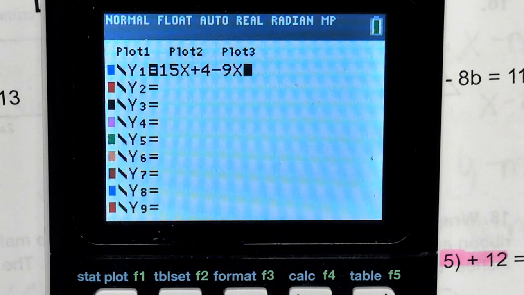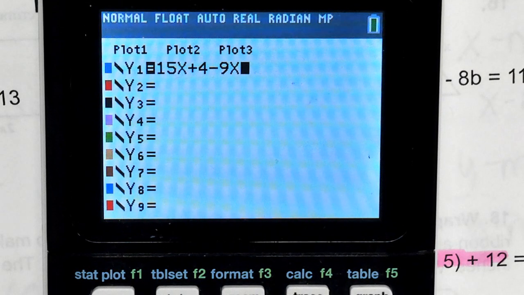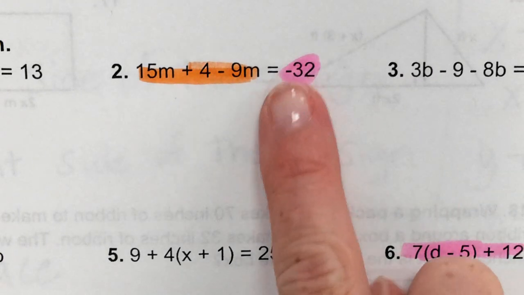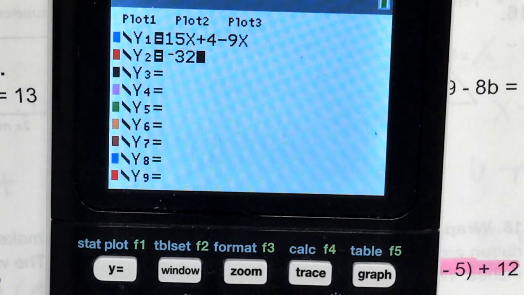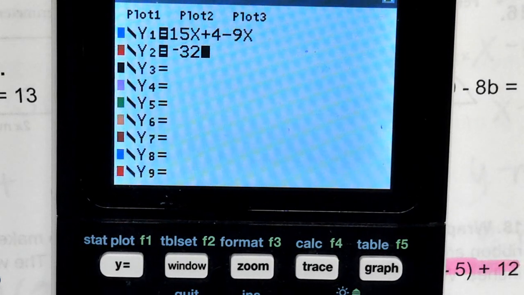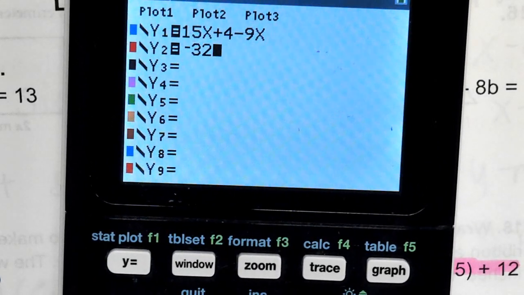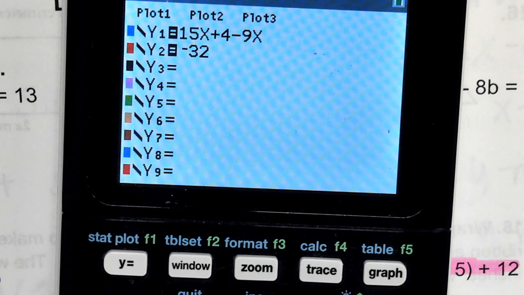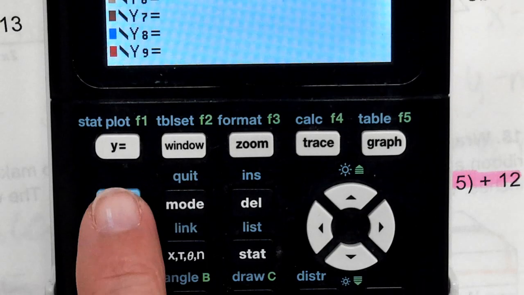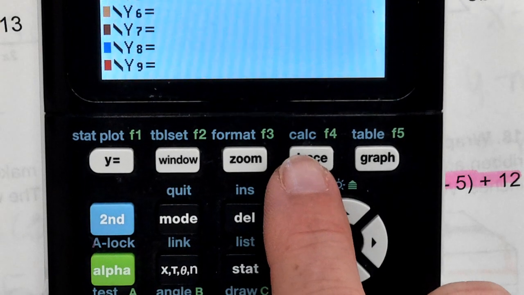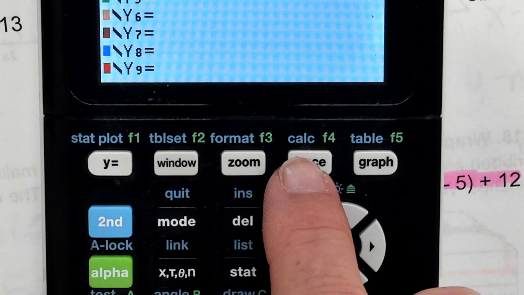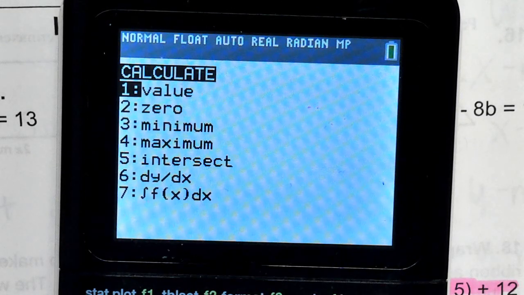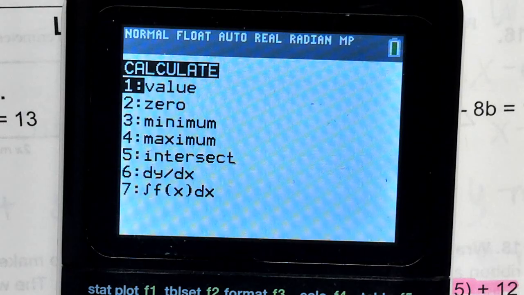Everybody got it? Now what am I going to do? Go to y2 and put what? The right side, which is just negative 32. Now, if you put a minus sign when it should be a negative, you're done. It's going to be wrong. Okay? All right. Now, what do I push? Second trace. So, second, and then trace. Look above trace. What does it say in blue? Because we're calculating the answer. And I want to see the intersection because that's where the answer is. It's where the two lines meet.